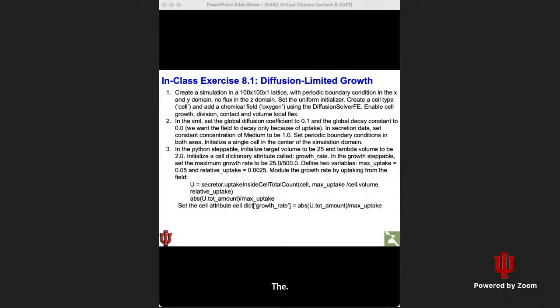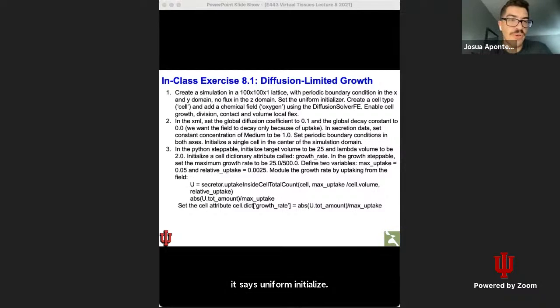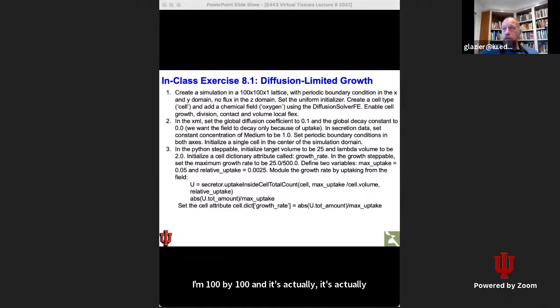Are we using the blob or rectangular initializer when it says uniform initializer? Oh, it's a blob initializer. I'm sorry. If I'm going too slow, you guys can move ahead. So 100 by 100, and it's actually the blob initializer.